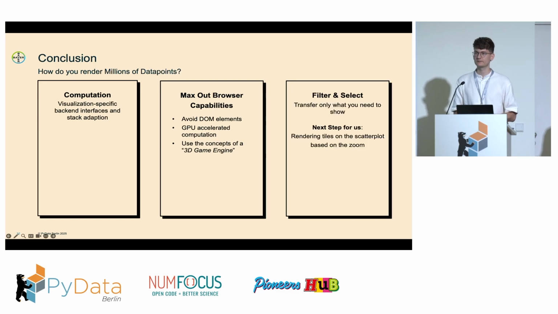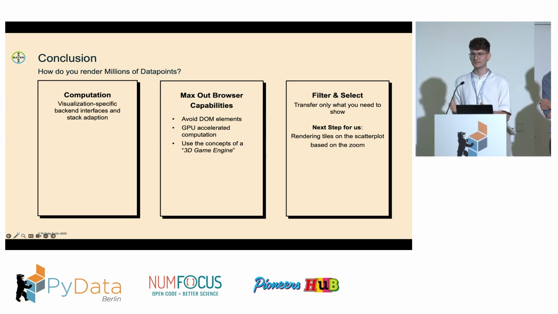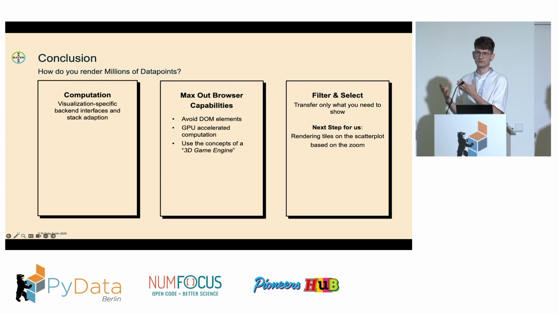And last but not least, filter and select. We are currently at the point where we have now maxed out the browser capabilities, but our stakeholders are already requesting more data also in the scatter plot. And then you can think of technologies that, for example, like in Google Maps, you don't see all the streets when you look at a continent, right? So thinking about computing only what you need to see in that moment. And the concept here is called tiling, and that's what we're looking at currently to decide which points to render based on the zoom factor.